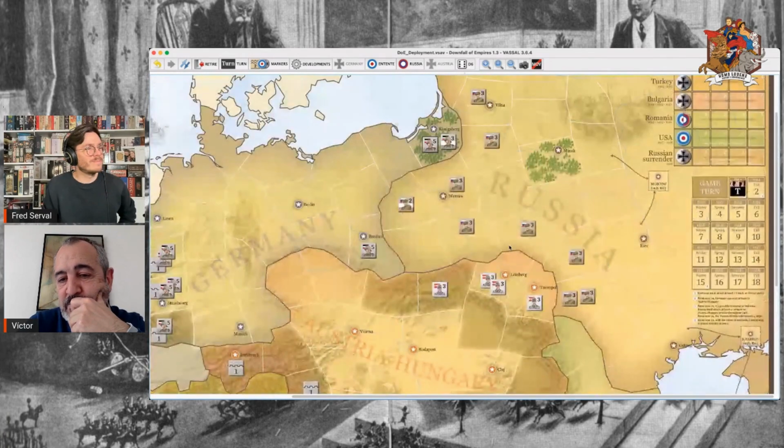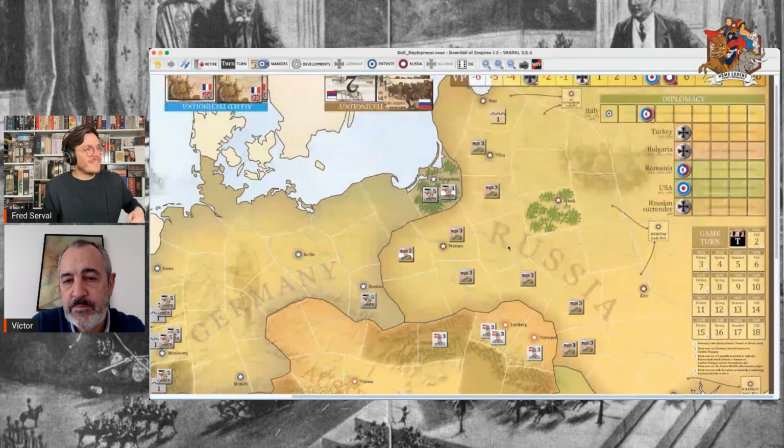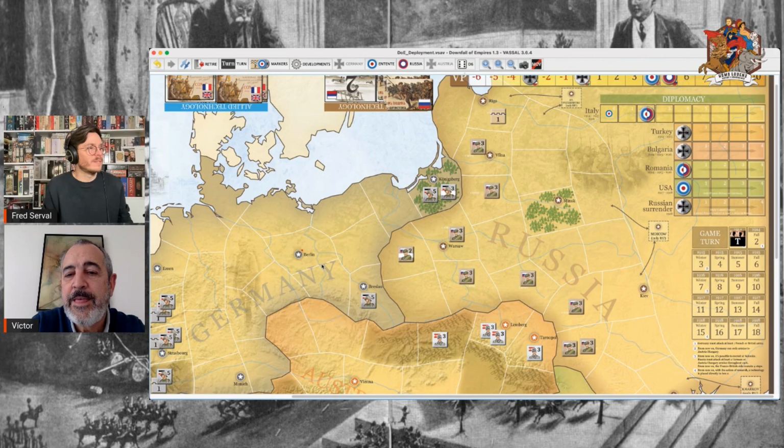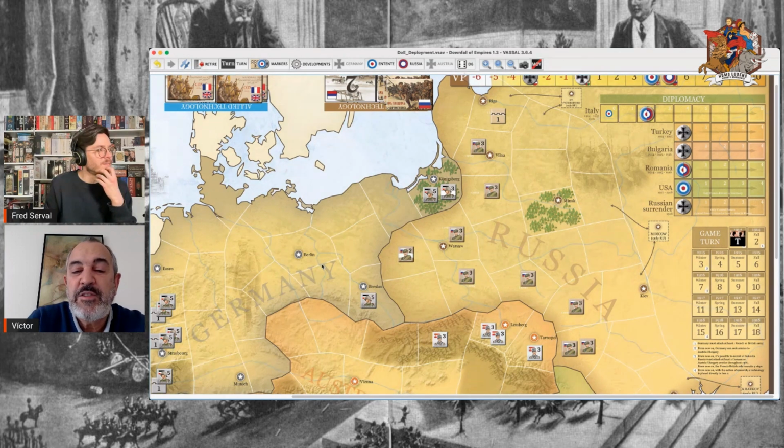I'm tempted. So could I activate this unit and take control of Berlin, for example? Yeah, this is the strangest thing of the game. It looks a little strange, because how is it possible to control Berlin? Actually, that control means nothing because you lose the control very quickly. You cannot keep that control.